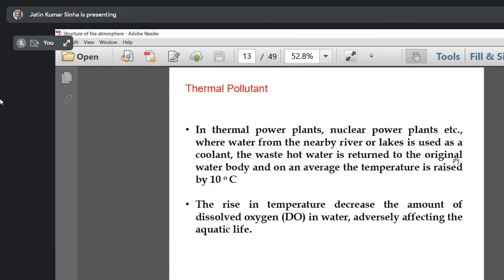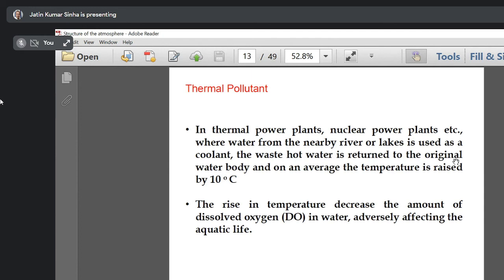The next is thermal pollutants. This is again limited to certain areas, for example, thermal power plants and nuclear power plants. What happens is that they use water from a nearby river or lake as a coolant, and the wastewater, which has a higher temperature, is released to the same river or closed water body system.